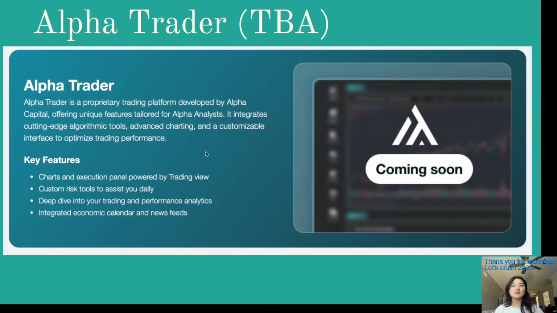So that's going to be the main platforms, and then the one that is soon to come in the future is called Alpha Trader. Now this one is, as you can tell, developed by Alpha Capital, and this one is going to be very specific to offering unique features tailored for traders within Alpha Capital or Alpha Futures. There's not a set deadline as to when this platform is going to come out, but just know that it will be an available platform in the coming future.